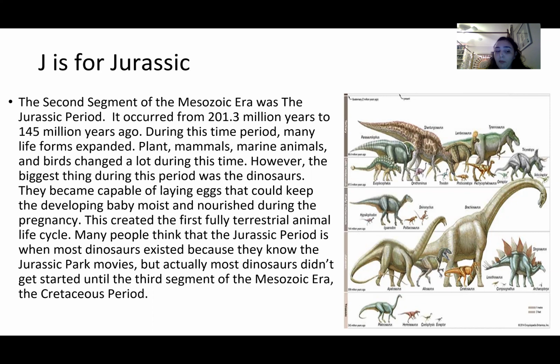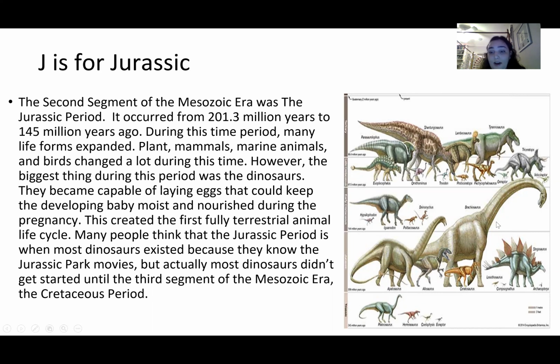They became capable of laying eggs that could keep the developing baby moist and nourished during the pregnancy. This created the first fully terrestrial animal life cycle. Many people think that the Jurassic period is when most dinosaurs existed because they know the Jurassic Park movies. But actually, most of the dinosaurs didn't get started until the third segment of the Mesozoic era, the Cretaceous period.